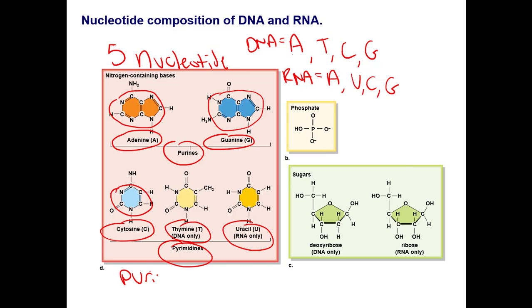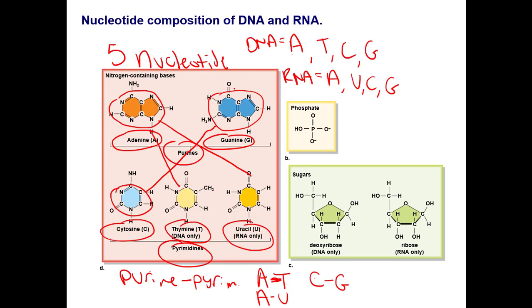A purine always pairs with a pyrimidine. So, for example, in DNA, A always pairs with T, and C always pairs with G. So A, which is a purine, pairs with T, which is a pyrimidine, and C, which is a pyrimidine, pairs with G, which is a purine. Whereas for RNA, A isn't going to pair with T anymore, it's going to pair with U.